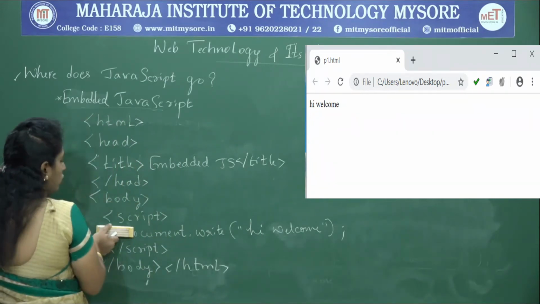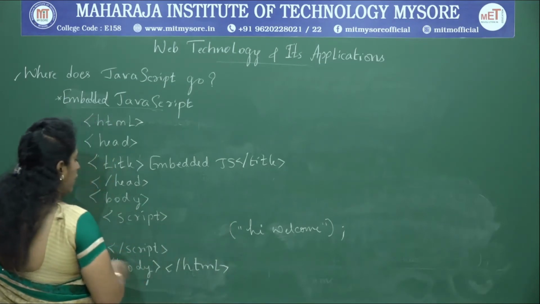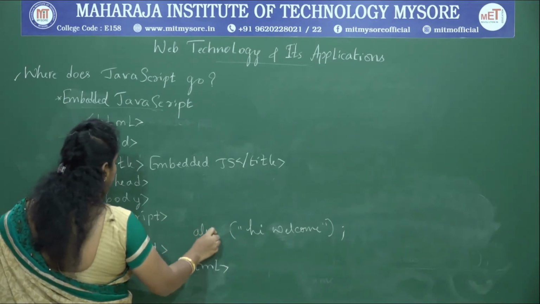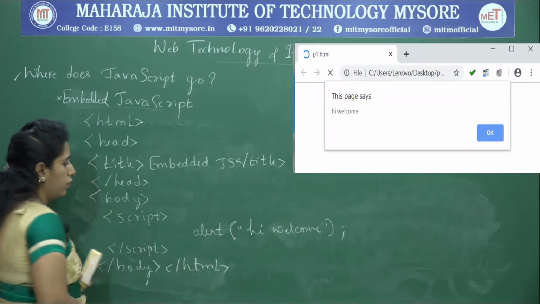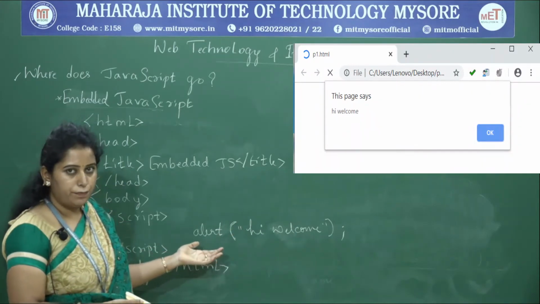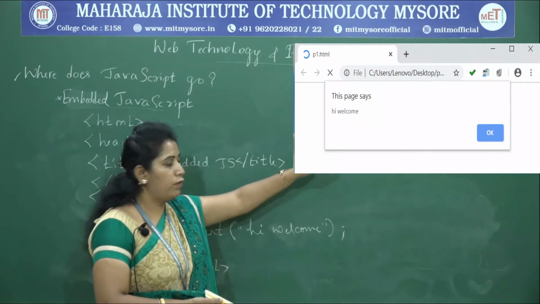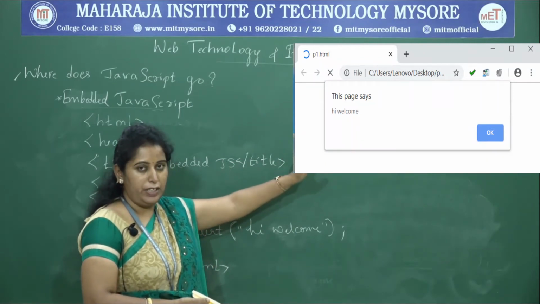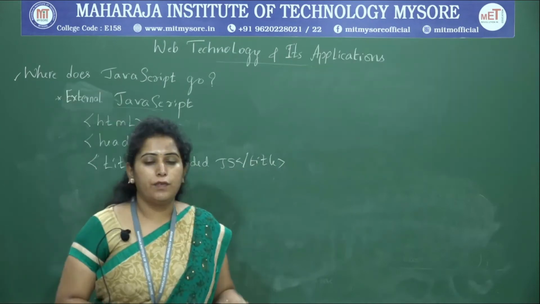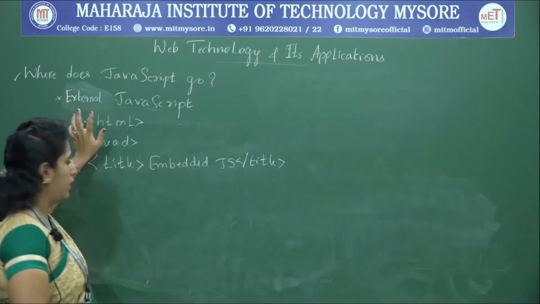One more change I want to show you: instead of document.write, if you take alert, notice the output, how it is going to display. This is how alert works. Next we will move on to external JavaScript.